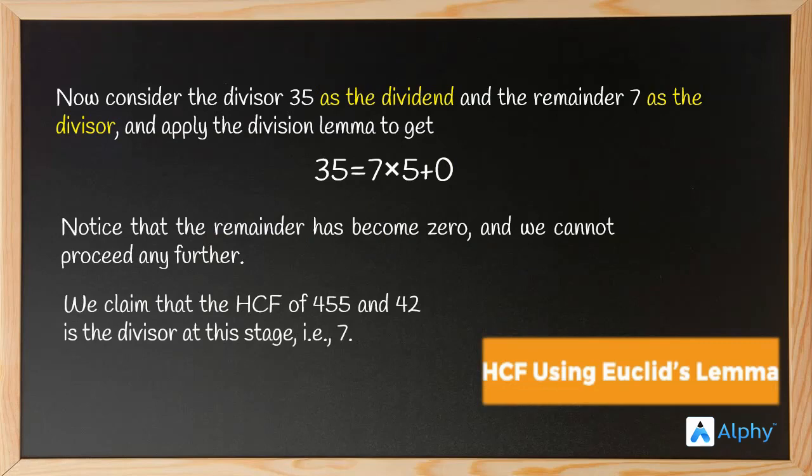So this was very simple. You just had to reach the state wherein the remainder becomes 0. And now we can claim that the HCF of 455 and 42 is the divisor at this stage. This stage means when the remainder is 0. So the divisor here is 7. So this is going to be the HCF of these numbers. So I hope that this was a brief intro, and I hope that you got a little hang of how the lemma is used to find the HCF.